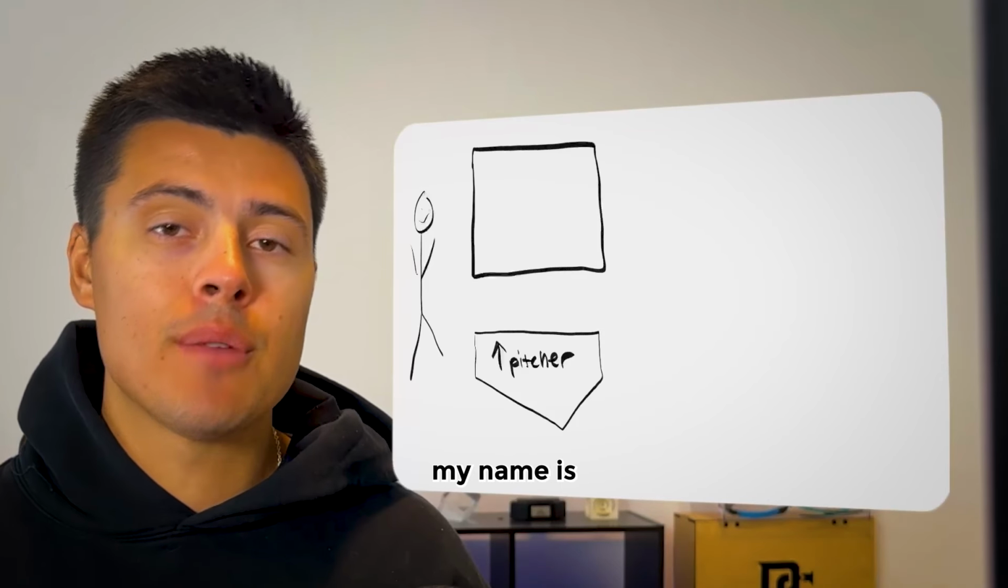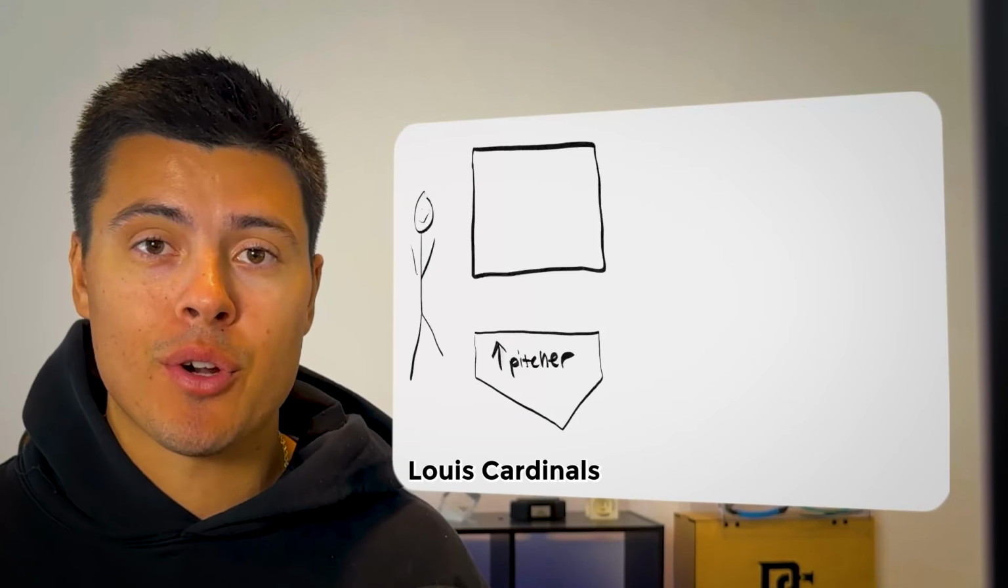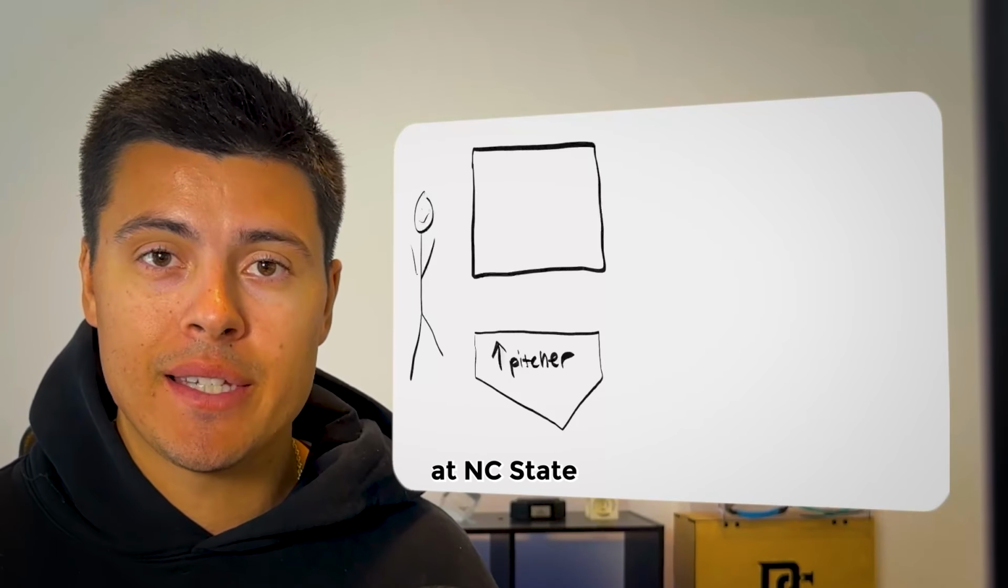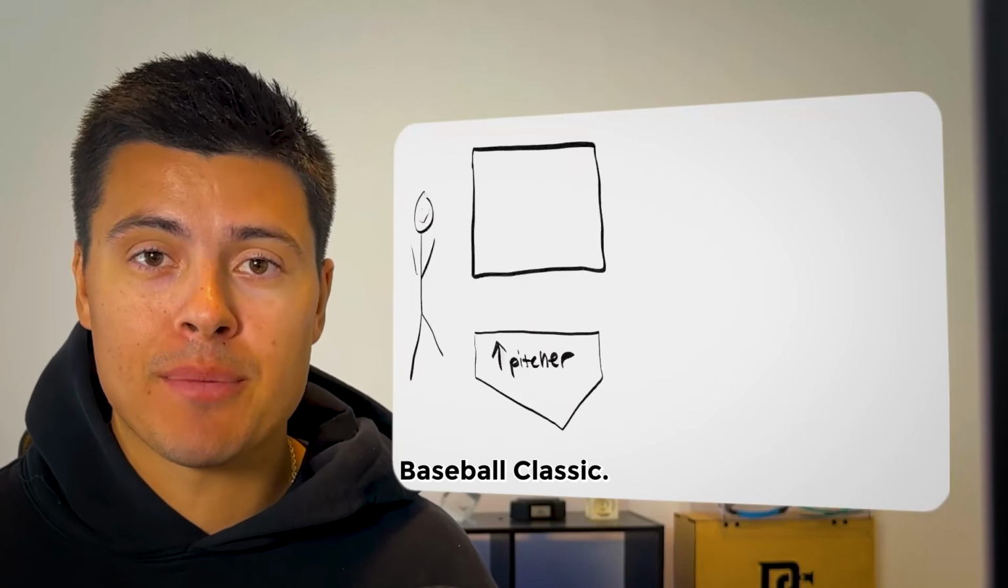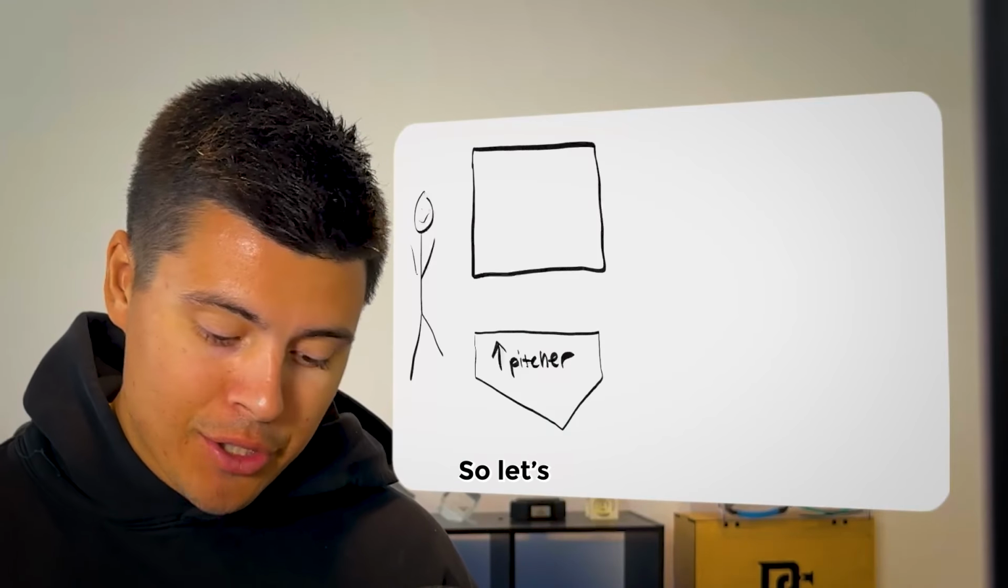Before we get started, my name is Evan Mendoza. I played 7 years of professional baseball between the St. Louis Cardinals and San Diego Padres. I got recruited, played D1 baseball at NC State University, even played in a World Baseball Classic, and now I've helped over 200 high school baseball players play in college. So let's get into it.